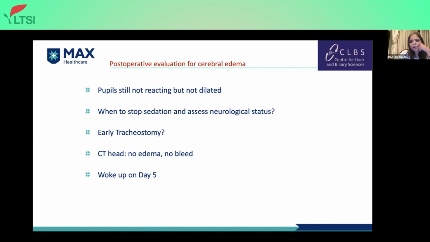That will also depend, sir, on the pre-op status of the brain. If the patient has severe cerebral edema, he may take a longer time. Once you have done the transplant, just forget it. Give them time.